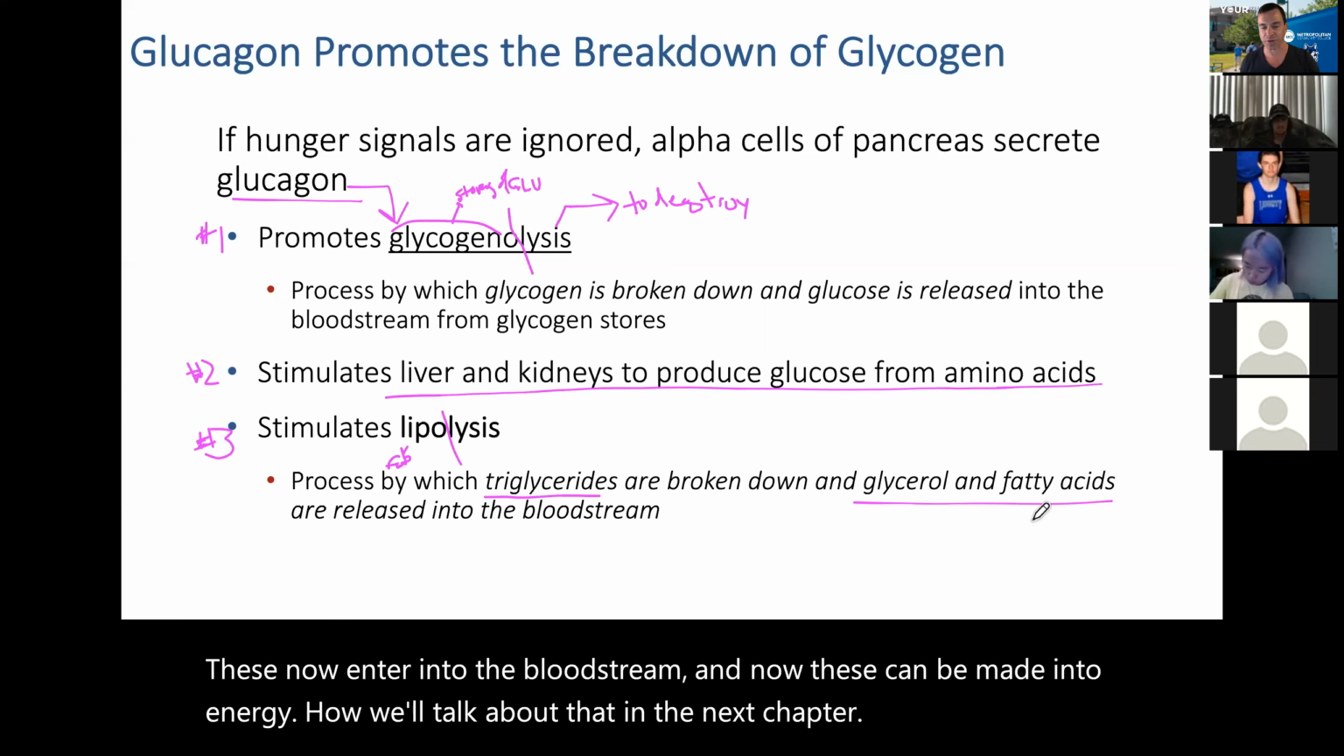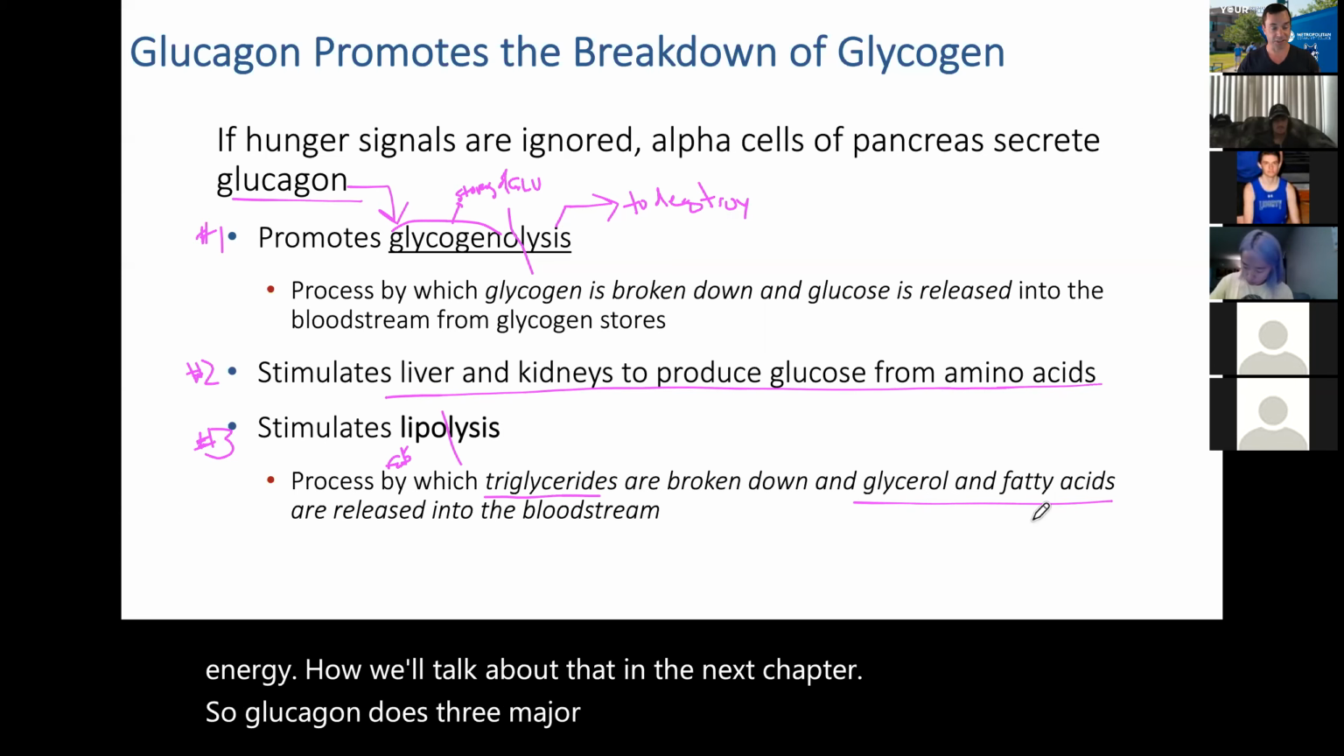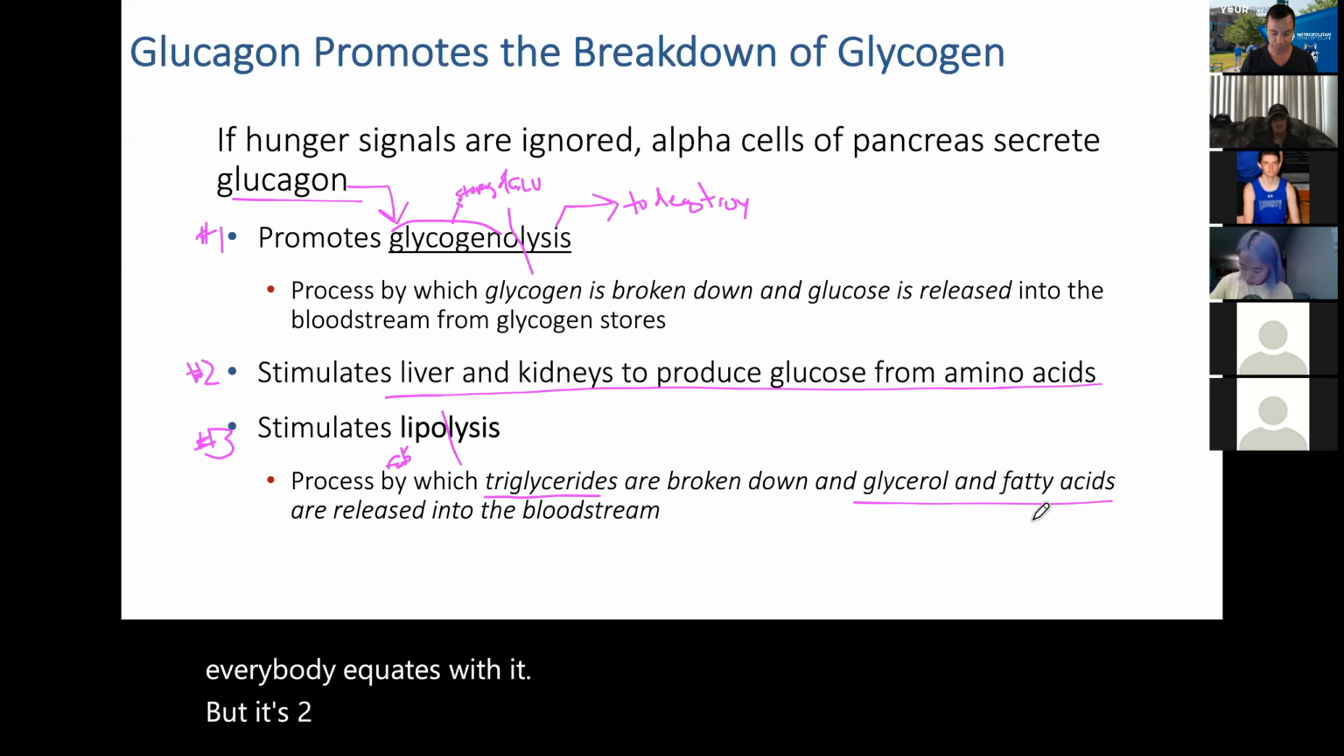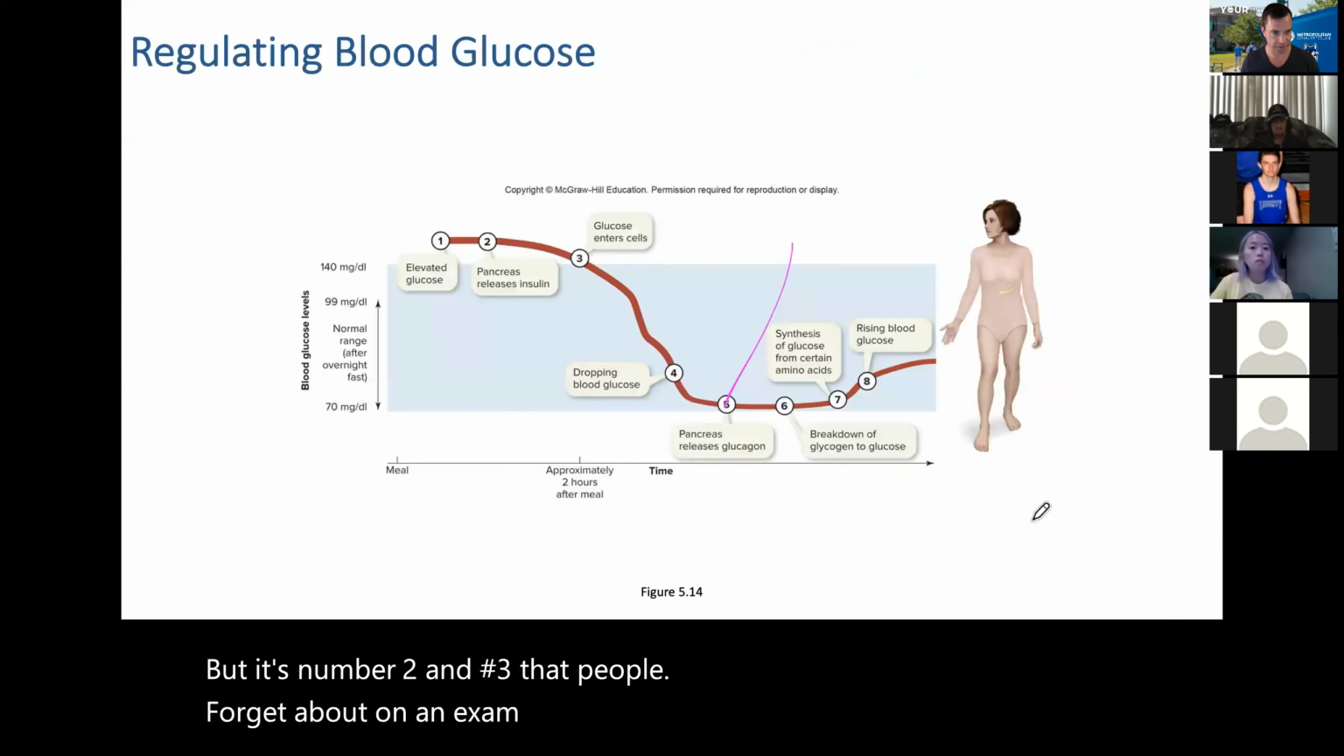So glucagon does 3 major things. Promotes glycogenolysis, which everybody equates with it. But it's number 2 and number 3 that people forget about on an exam. If that's not a hint, I don't know what to tell you.